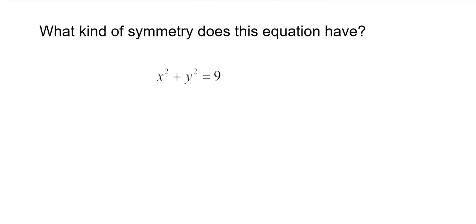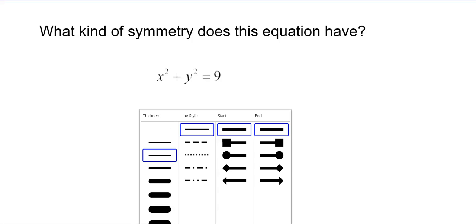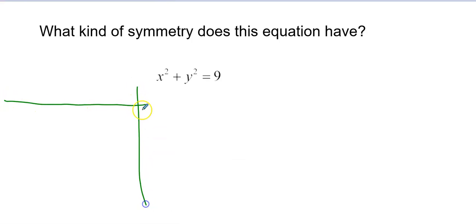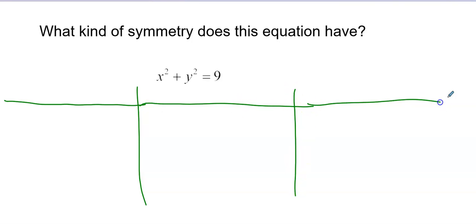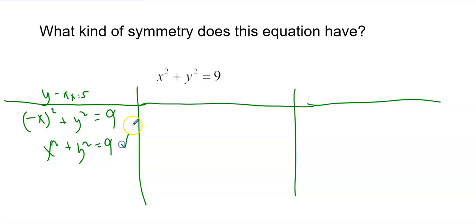So let's do a test for all three for this one. So first let's do y-axis. To do y-axis testing, we're going to plug in negative x. So negative x squared plus y squared equals 9. So this would be x squared, because that's always positive, plus y squared equals 9. That's the same function. So yes, it has y-axis symmetry.